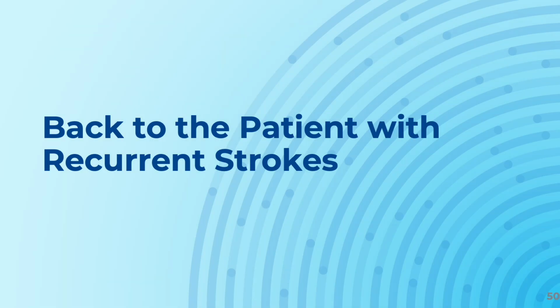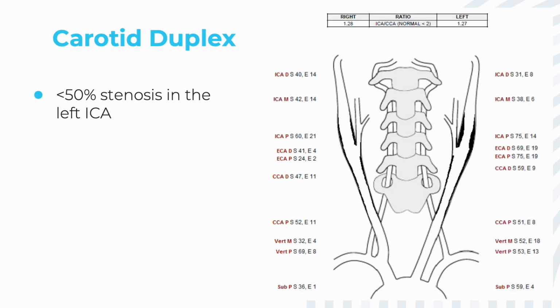So going back to our patient who had the recurrent strokes, let's re-examine his carotid duplex study. As you will recall, he had less than 50% stenosis in the left ICA by NASCET criteria. With the knowledge of the Plaque RADS scoring system, let's reevaluate his carotid plaque.